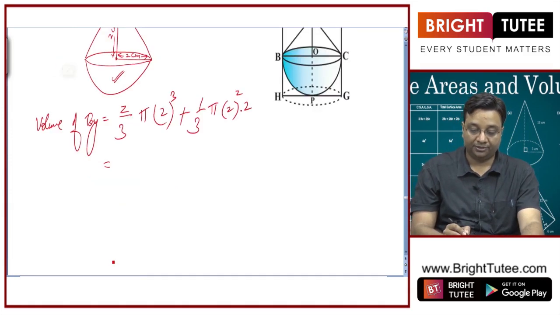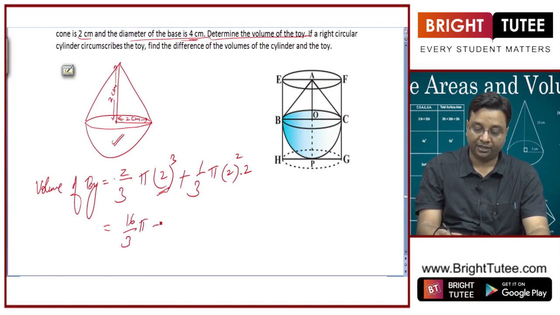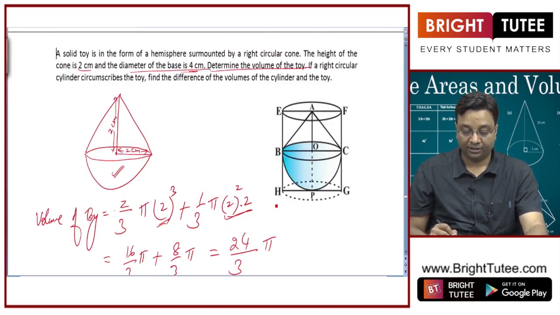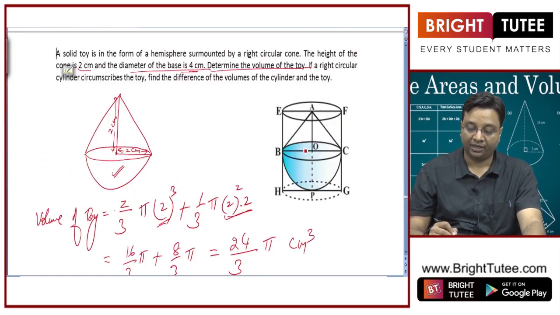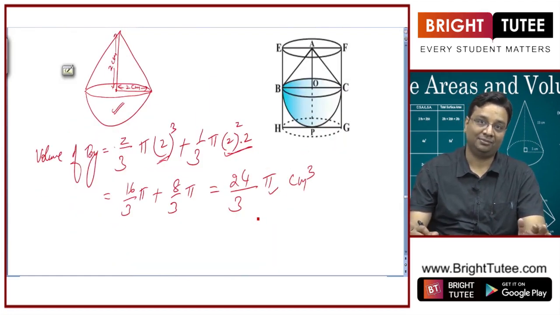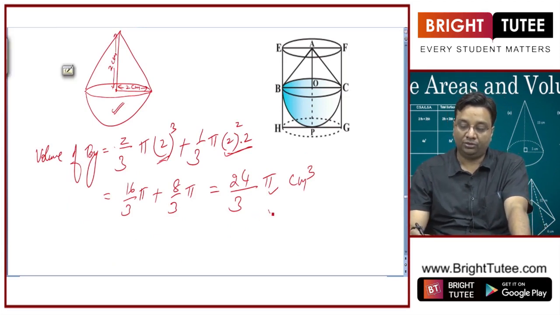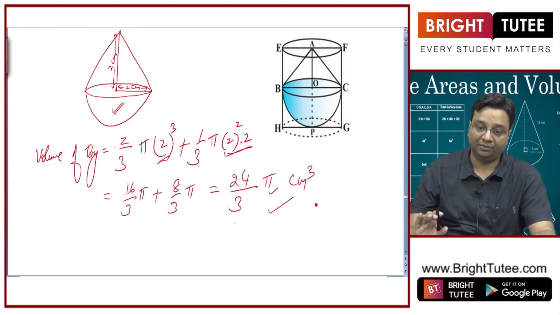So what we can do is, this is 8 into 2, 16, so 16 by 3 pi, plus this is 8, so 8 by 3 pi, so it is effectively 24 by 3 pi. So this is the volume of toy in centimeter cubed. Now you can take the value of pi as per the given instructions as 22 by 7 or 3.14 to do the further calculation. I am leaving it as 24 by 3 pi centimeter cube.